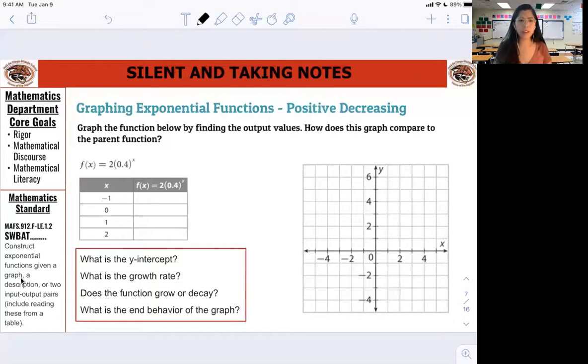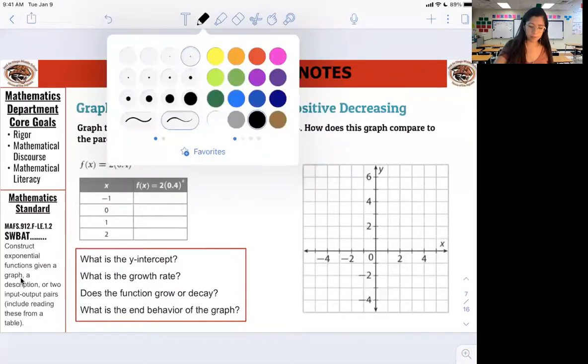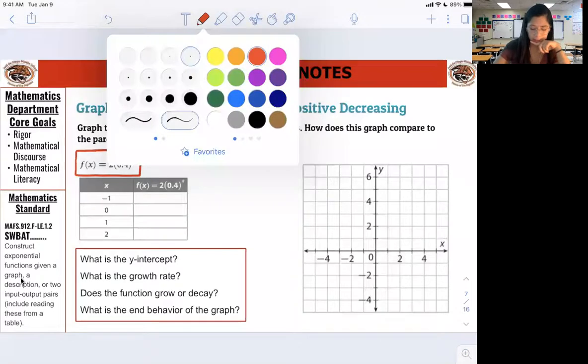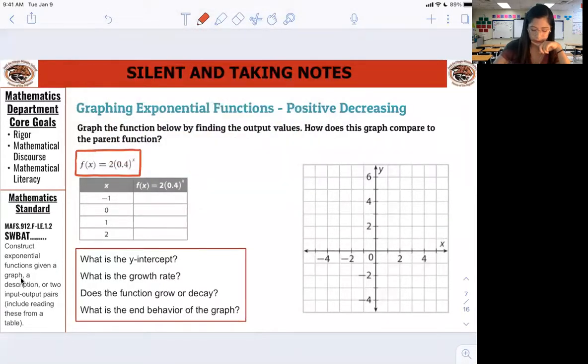Okay, now let's take a look at this one. Before I graph it, before I do anything, let's just see the difference between this function and the parent function. So what is different now? There's a decimal for the growth. Yeah, the growth rate is a decimal now. So what is the y-intercept? 2. And the growth rate is now a decimal. So that's probably going to change some things, right? Since it's a decimal, what are some predictions? What do you guys think might happen? It might actually end up decaying instead of growing.